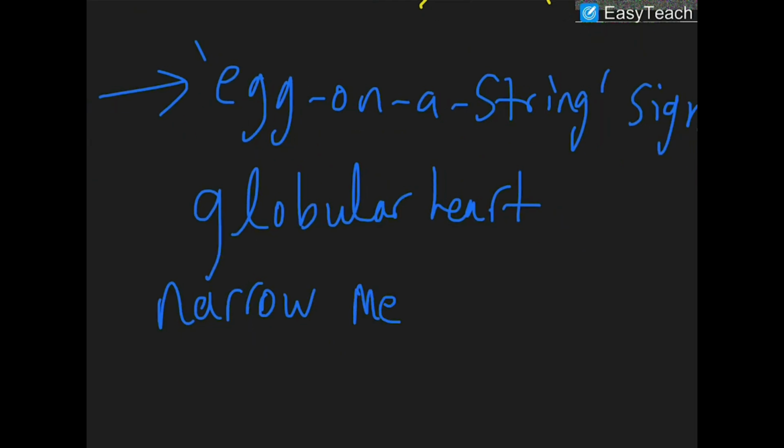Okay, you have a very narrow mediastinum, right? However you want to pronounce that, mediastinum. You have a very narrow mediastinum and globular heart. You have a narrow mediastinum because of the straightened great vessels, right? So that's why you would see egg on a string sign.